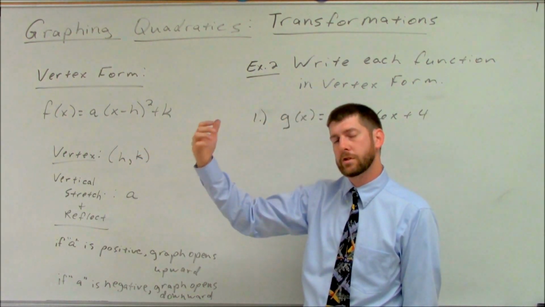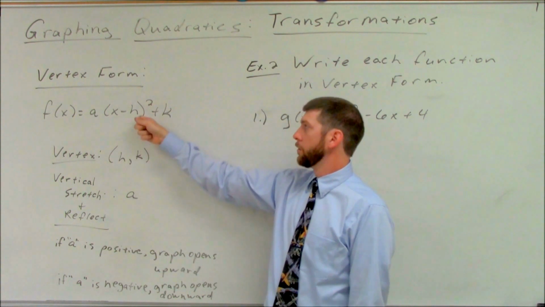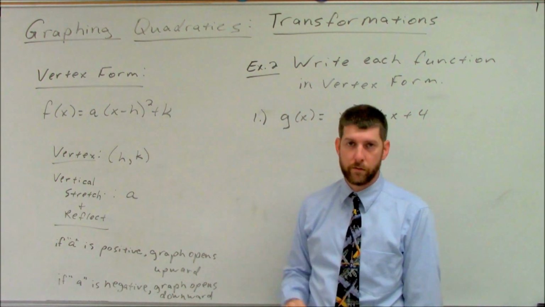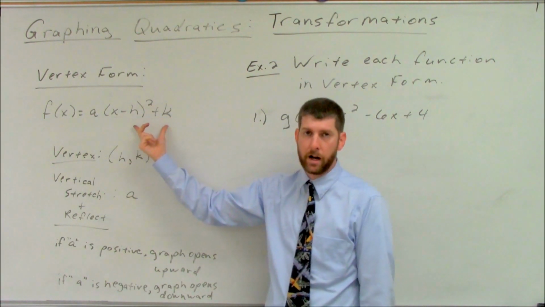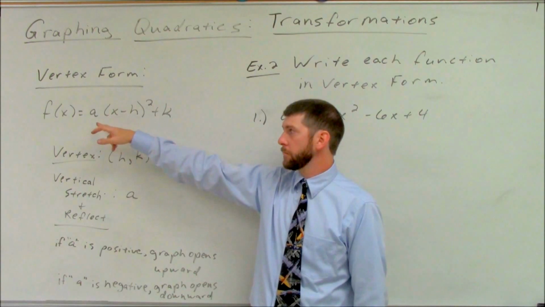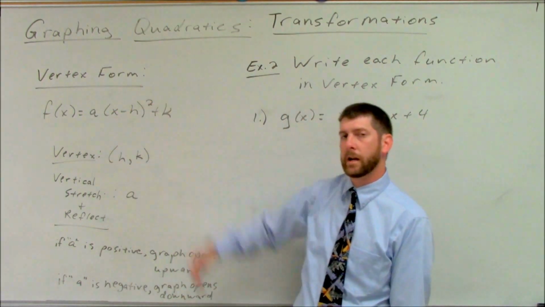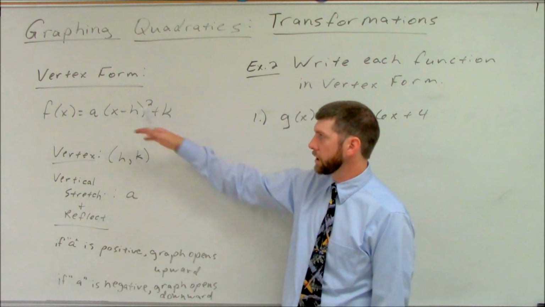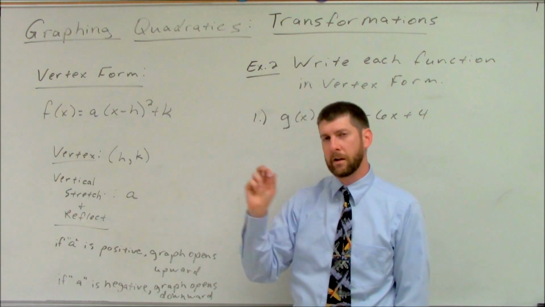The vertex of the parent function x squared is at 0, 0. Well, this is telling me how far left and right or up and down to move that vertex. So those are going to give me my vertex coordinates. The a, as we know from before, is being multiplied out front, so it's going to tell me what my vertical stretch or reflection is. So we get a lot of observations that we make just by looking at the equation.